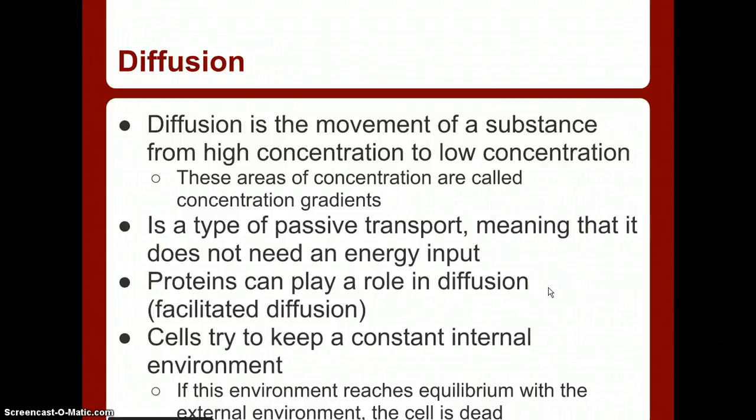Okay, so now we'll get to diffusion. Diffusion is the movement of a substance from high concentration to low concentration. These areas of concentration are called concentration gradients. It is a type of passive transport, meaning that it does not need an energy input. Proteins can play a role in diffusion, which is facilitated diffusion, which I explained before. What cells do with diffusion is they try to keep a constant internal environment. But they never want that environment to equal the outside of the cell, because if this environment reaches equilibrium with the external environment, it's a dead cell.